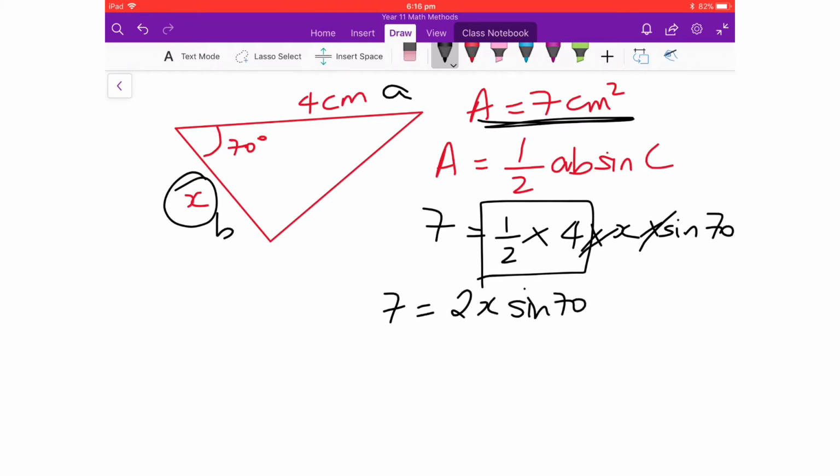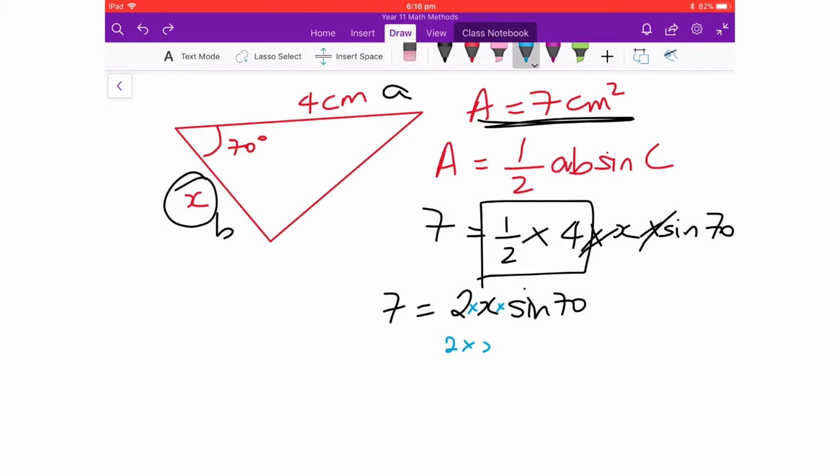Now what I'm going to do is get X on its own. This is where rearranging becomes an issue. If it's an issue for you, just keep listening very carefully to the instructions I'm going to give. I'm going to write in blue. When there are numbers next to letters or next to things, just assume that they're being multiplied. In this case, they're being multiplied here and here. So imagine it's 2 times X times sine 70. I got rid of those multiplication signs earlier, so that's just a reminder: if they're next to each other, they're multiplied.